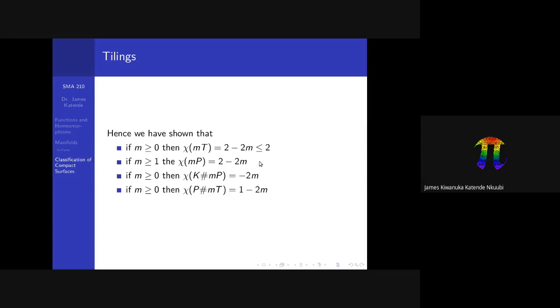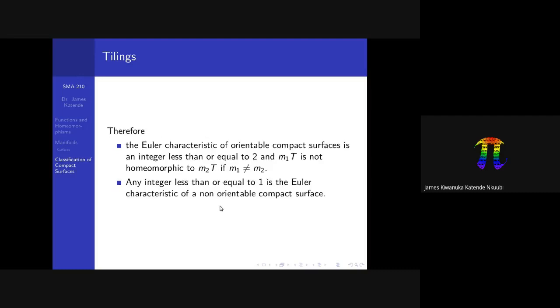So again, this will be less than or equal to 2. The next one again is less than, the smallest you will have now is what? Minus 1, minus 2 for this one. Then for the last one, I think the smallest you will have is 1. So let's see what conclusions we can make from this.